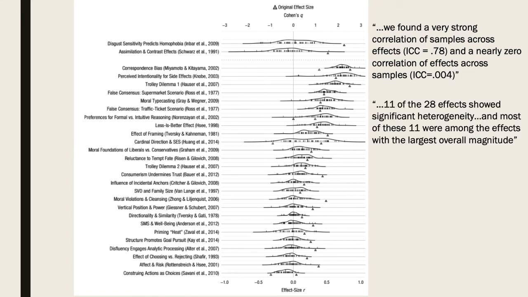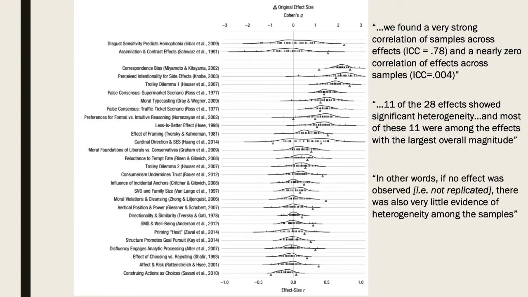They looked to see which of these effects showed heterogeneity, so which had wide differences between labs, and they found that 11 of the 28 effects did show this kind of heterogeneity. But most of those 11 effects were the ones that had the largest overall effect size.